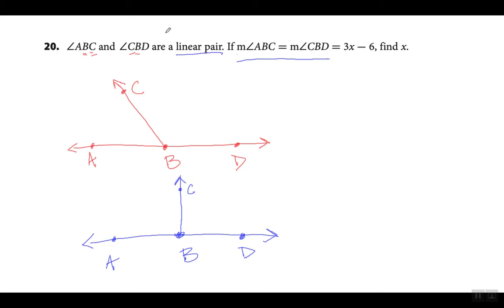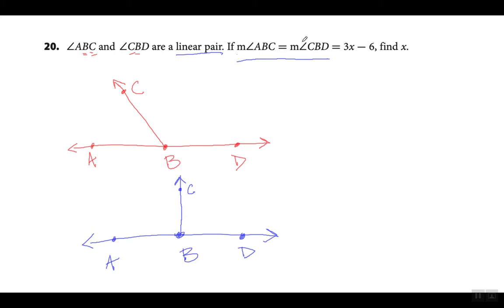You know what? Let me backtrack. I said that wrong. I was talking fast and I misspoke. Let me say that slowly again. A linear pair are two angles that when you add them up equal 180 degrees. When you add them up, it equals 180.